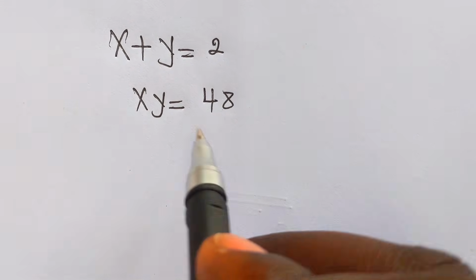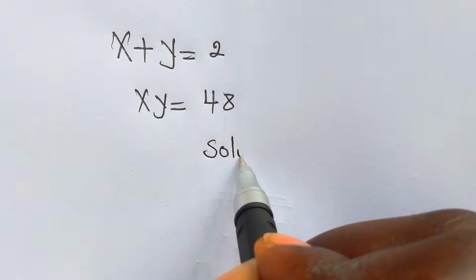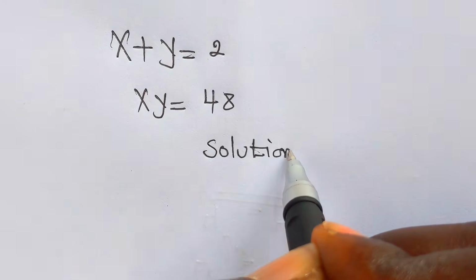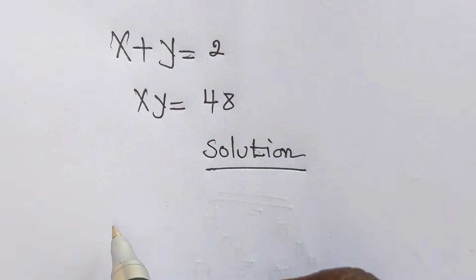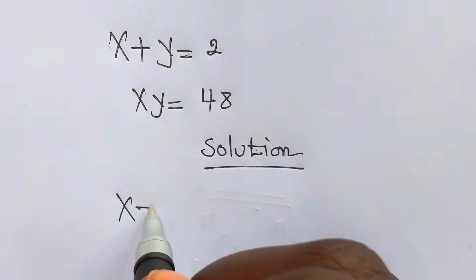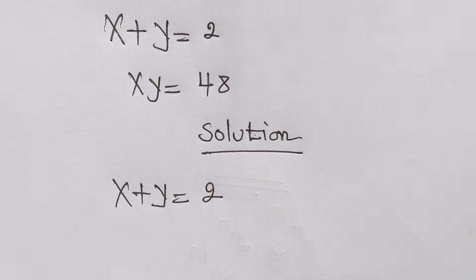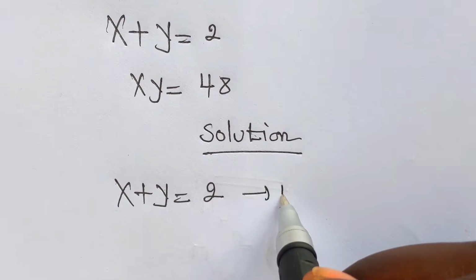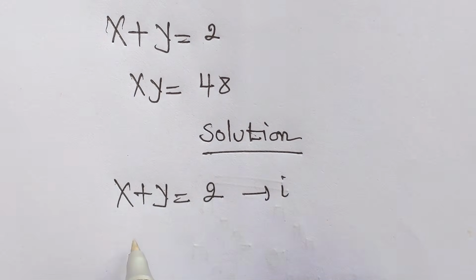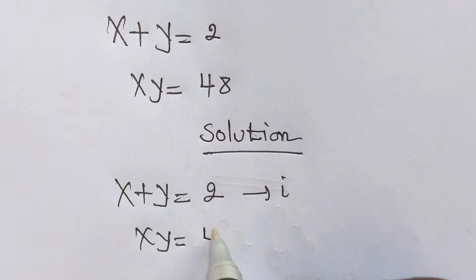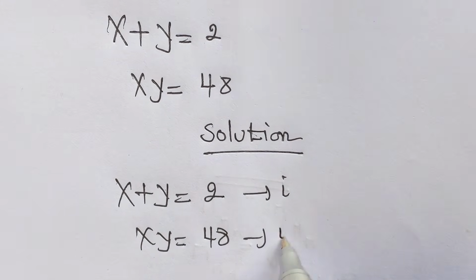The question is x plus y equals 2 and xy equals 48. Solution: we have to copy what we have. x plus y equals 2, this is equation 1, and xy equals 48, and this is equation 2.